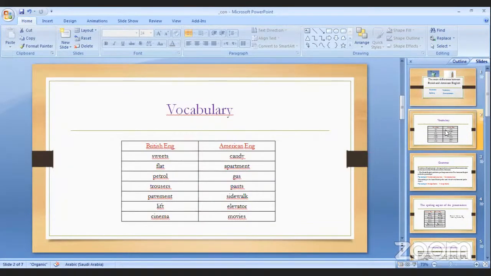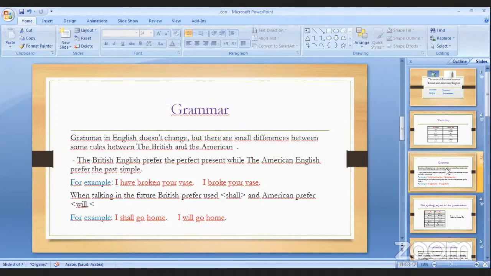In this slide, as we can see, the American English and the British English use different words for the same meaning. Like sweets, candy; flat, apartment; petrol, gas; trousers, pants, and so on. Okay, doctor. Next slide.